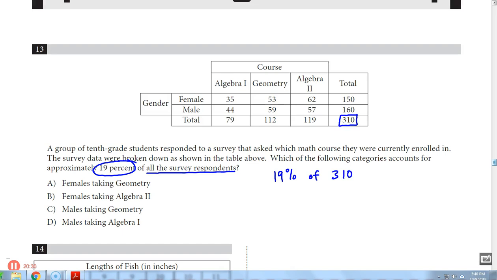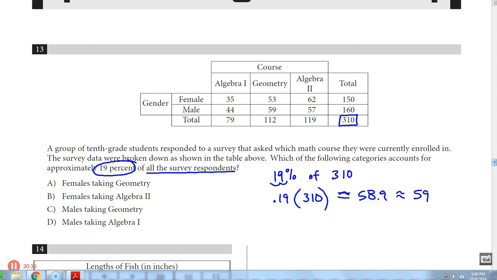All right, so first thing we need to know about is percents. How do I find 19% of 310? The fastest way to do that is you change the percent to a decimal, which is divided by 100, or move the decimal point 2 to the left. So 19% is 0.19, and then you multiply it by the total. That's how you find the percent of a number. So 0.19 times 310 comes out to be 58.9. So it's exactly equal to 58.9. So we're going to call that about 59.